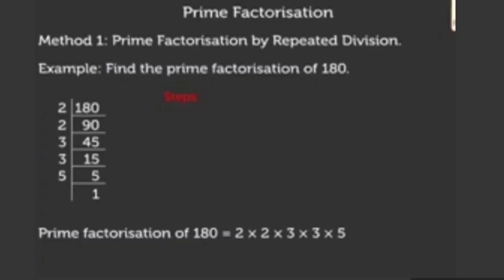So how will we find the factors? We will divide it by 2, means the lowest prime. So 180 is divisible by 2. How many times? 90. Then again it is divisible by 2, 45. Then by 3, 15. Then again by 3, 5. Then again by 5, 1. So the factors are 2 into 2 into 3 into 3 into 5. This is the prime factorization of 180.